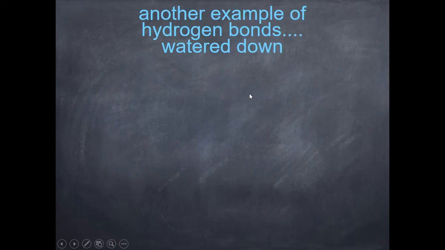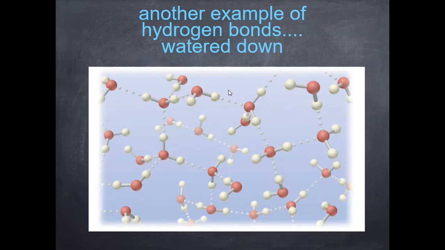Another example of hydrogen bonds, watered down, is just water. In these little ball and stick models, we have the red oxygens and the white hydrogens, and each one of these represents a water molecule. These little dots between a hydrogen and the oxygen of another water molecule are the hydrogen bonds. This shows how water is all connected, and that's going to explain a lot of the properties that we're going to see next.